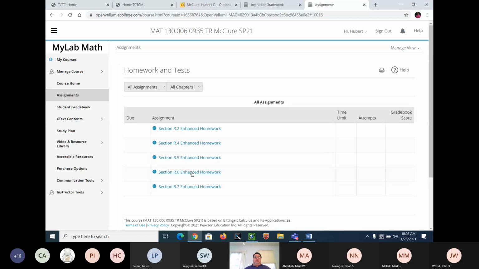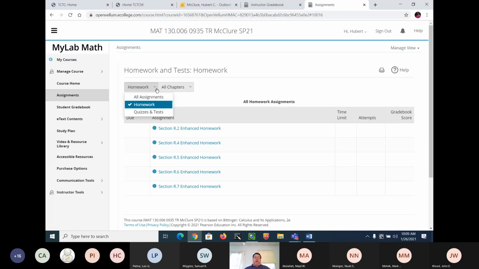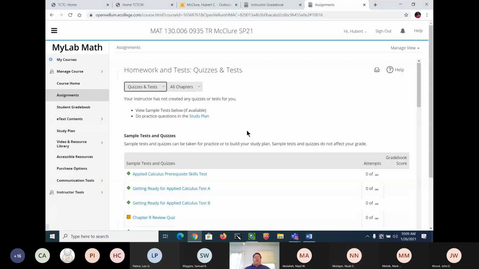Look at here. See this right here? Test. You toggle whether it's homework or test or all assignments. Now, when you do tests, there's nothing there because your instructor has what? Not created a test for you. Your quizzes that I told you about will come up when I assign them. They only are in the numerical chapters. Chapter 1, Chapter 2, Chapter 3. They are not in the reviews, okay?